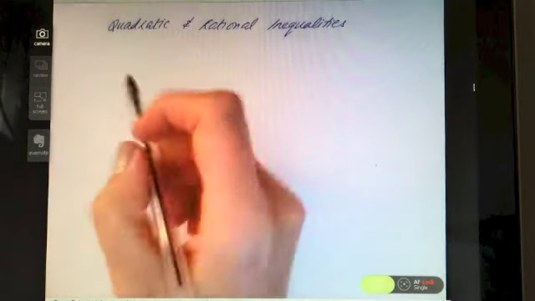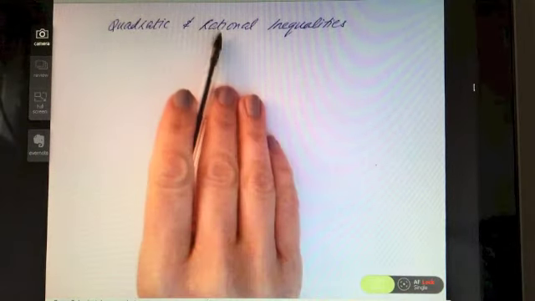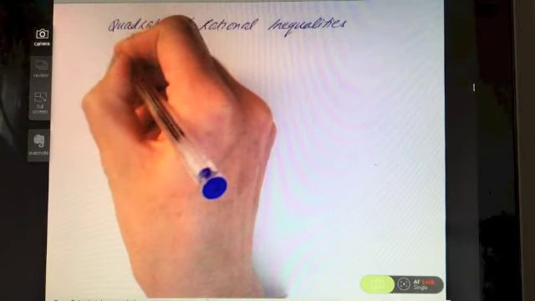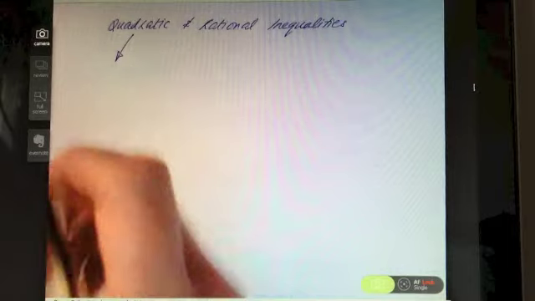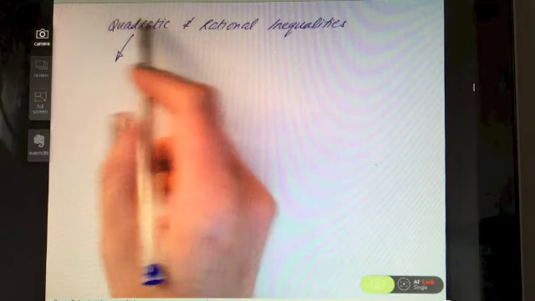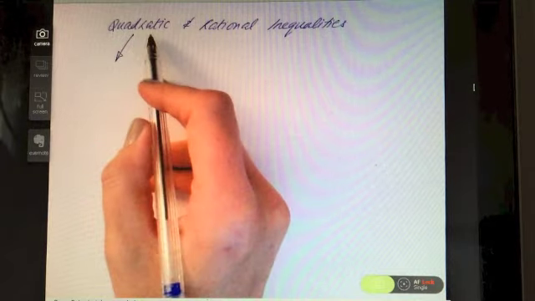Okay, so in this video we're going to deal with quadratic and rational inequalities. So we're going to look at quadratic inequalities first. So let's just have a little recap on what we would have done so far. So far, dealing with quadratics, we would have solved them.